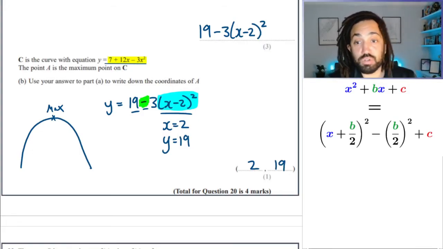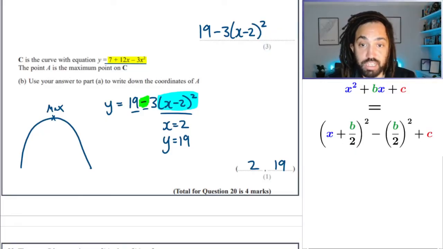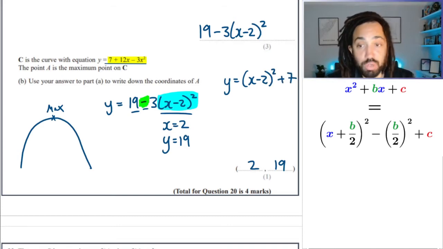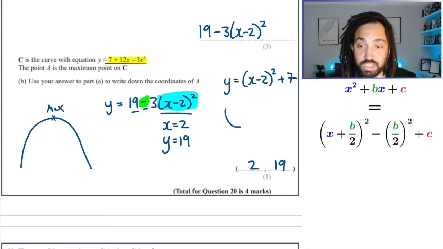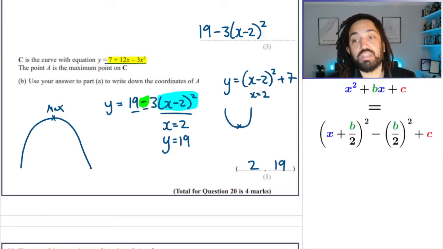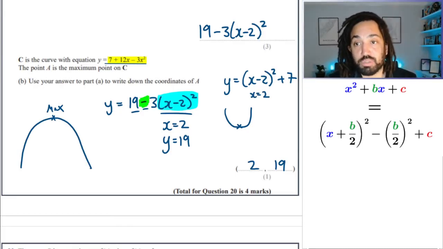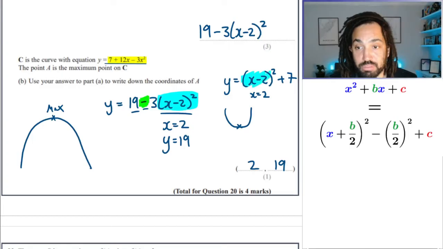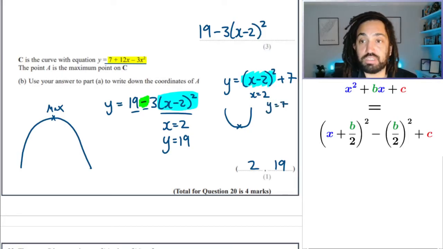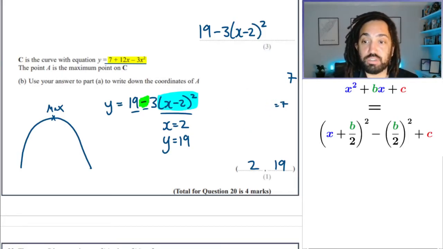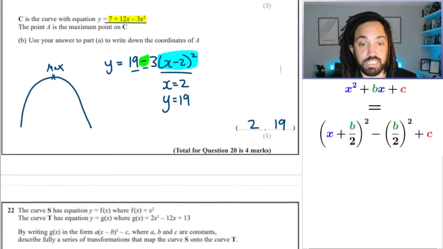This also happens for minimum points as well. If you have a quadratic in complete the square form that looked like this, for example, then that is a positive quadratic, so it has a U shape, and its minimum point in this case would be x equals 2, because you want that square bracket to be as small as possible to make the whole thing as minimum as possible. And when that square bracket is 0, the y coordinate will be 7. So just a little bit of extra knowledge for you there. Not part of the question, but you can use this same technique to find minimums.